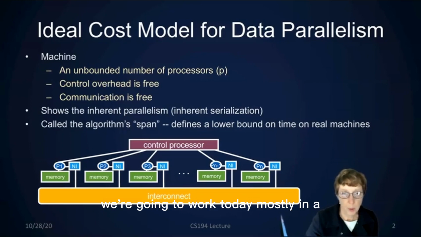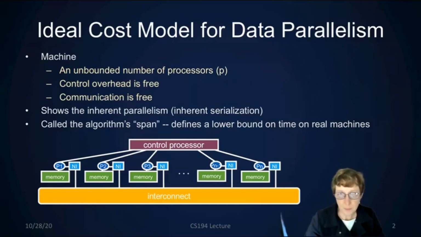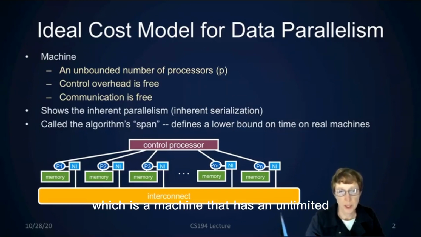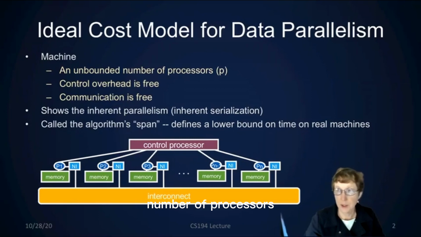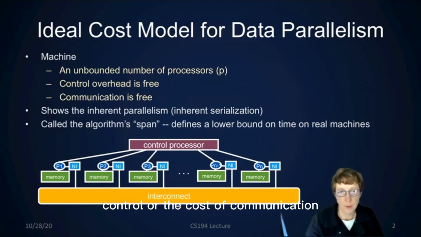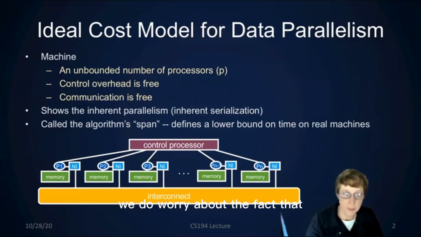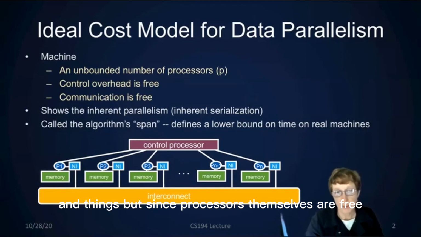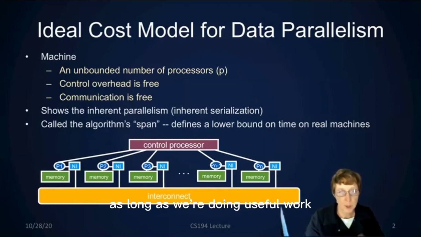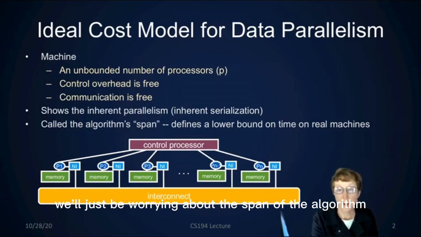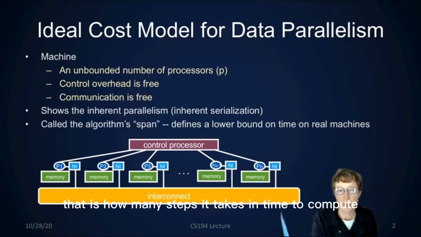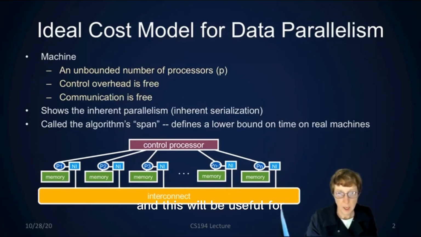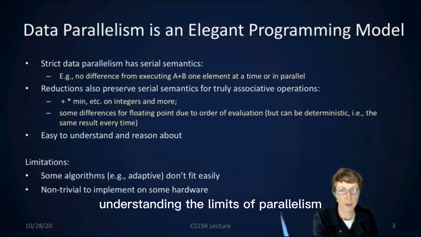So just to remind you, we're going to work today mostly in a completely idealized model of a data parallel machine, which is a machine that has an unlimited number of processors. We don't worry about the cost of control or the cost of communication. We do worry about the fact that sometimes processors will need to be turned off, but since processors themselves are free, as long as we're doing useful work, we'll just be worrying about the span of the algorithm. That is how many steps it takes in time to compute. And this will be useful for understanding the limits of parallelism.